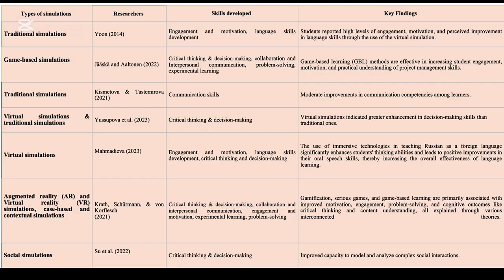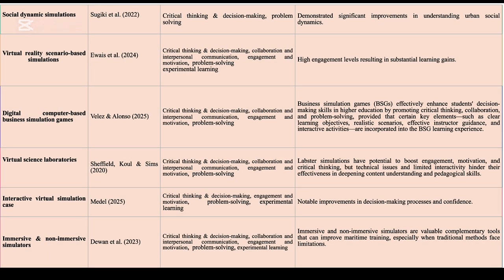So this table demonstrates that immersive simulations have a substantial positive impact on various educational outcomes in social sciences, with the highest effect observed in engagement and motivation. Critical thinking, problem solving, and experiential learning all fall within the large positive range, indicating strong benefits. Additionally, improvements in collaboration, interpersonal communication, and language skills suggest that immersive simulations effectively enhance both cognitive and social skills, supporting their integration into pedagogical practices. Though further research is needed to confirm and refine these results.